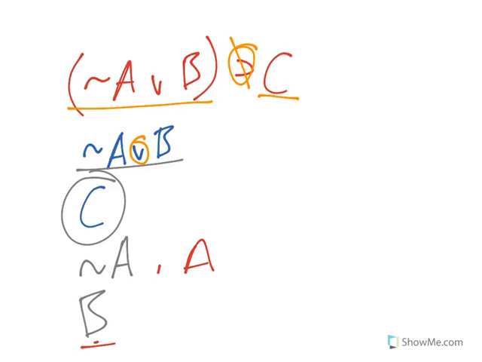The rule states that the components of a sentence are the sentence itself, the immediate components of the sentence, and the components of the immediate components. So in this case, you would have 1, 2, 3, 4, 5, and 6 components of the sentence: negation A, wedge B, horseshoe C.